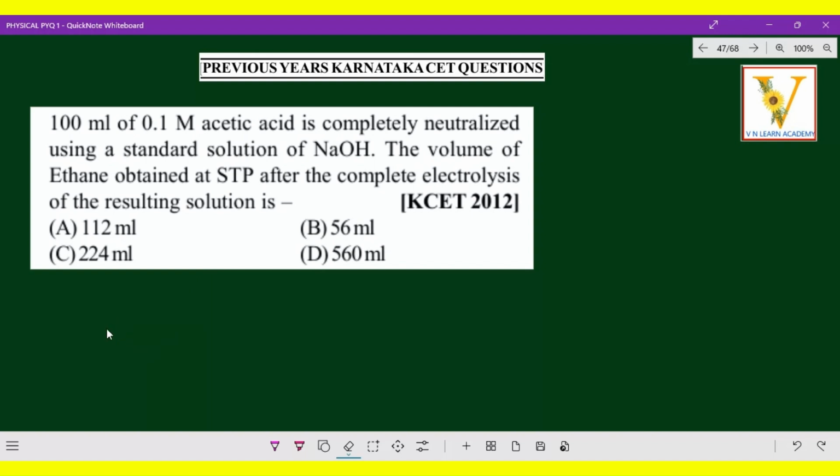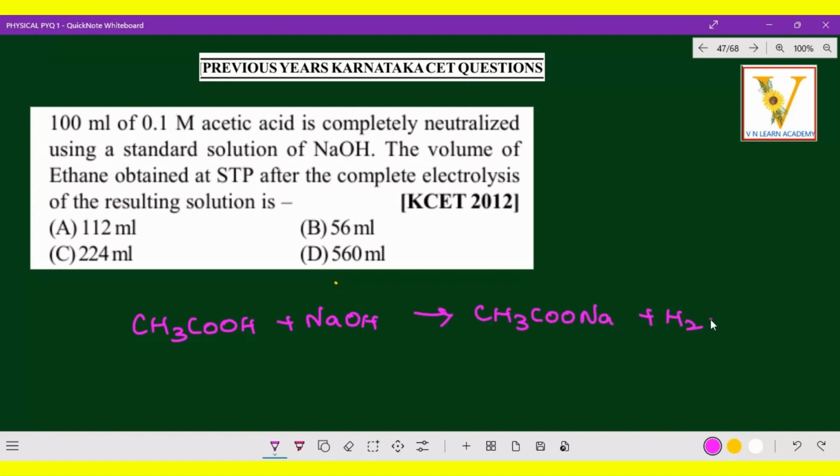So here, CH3COOH plus NaOH gives CH3COONa plus H2O. Here we have 100 ml of acetic acid with a molarity of 0.1 M, completely neutralized using the standard solution of sodium hydroxide.